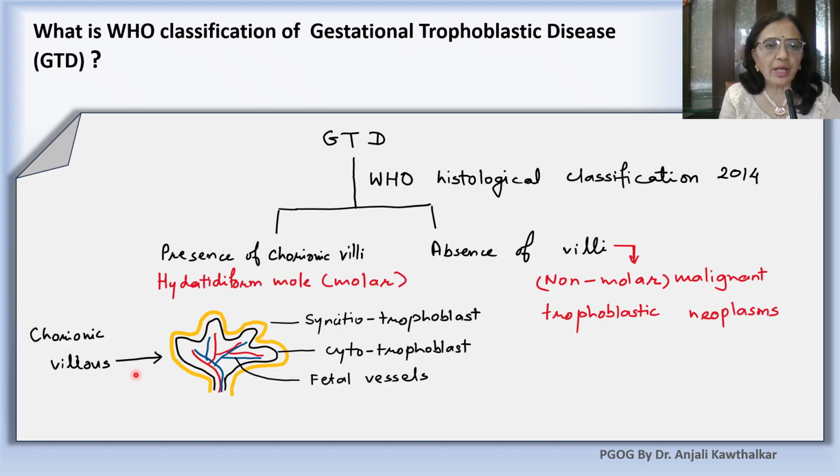Structure of the chorionic villi, as we all know, this is the chorionic villus with the fetal vessels at the center, and there is a cytotrophoblast, and outer is the syncytial trophoblast.